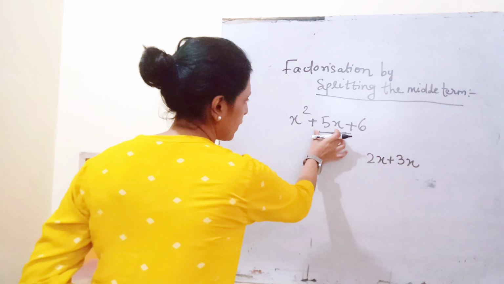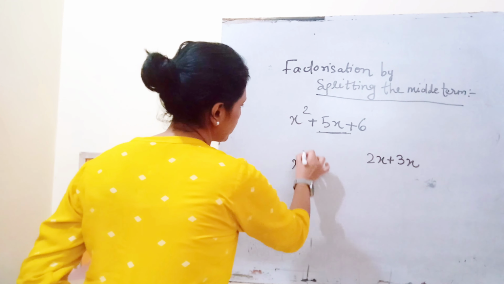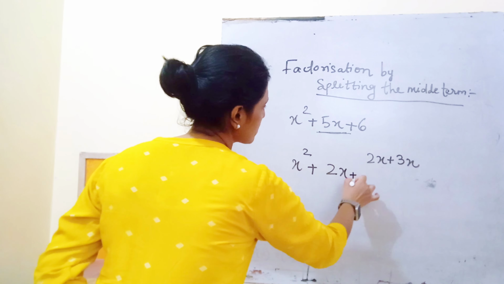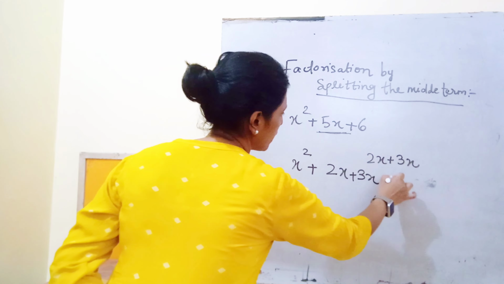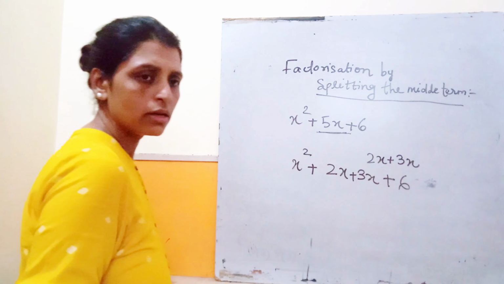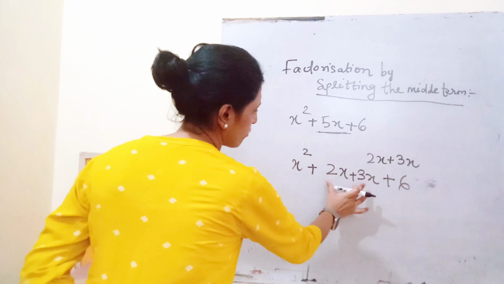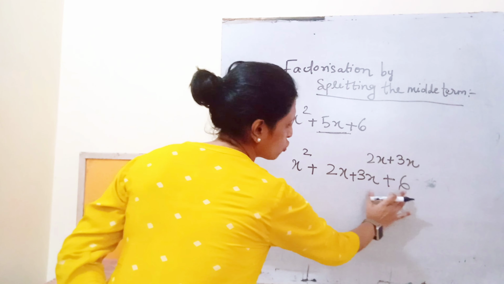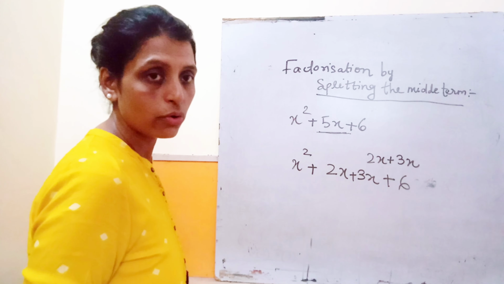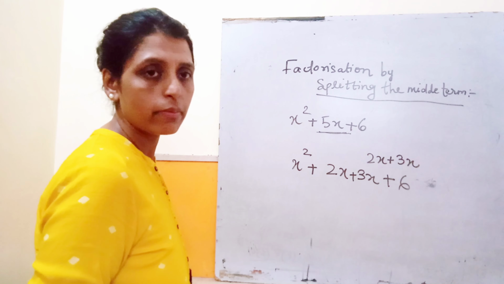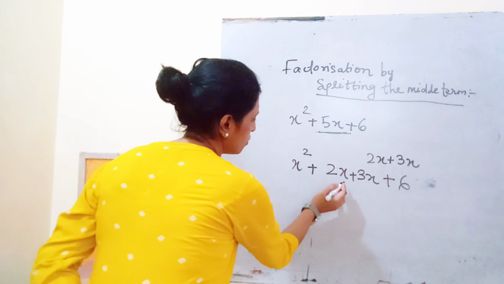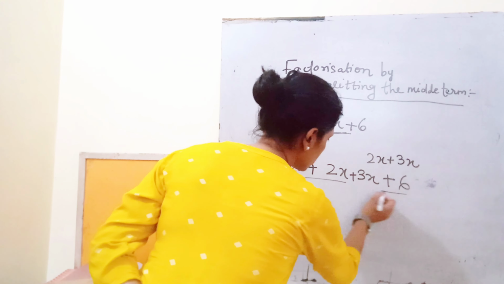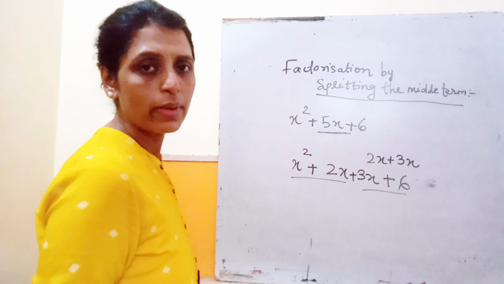So now in place of this 5x we can write x square plus 2x plus 3x plus 6. In place of 5x I have written 2x plus 3x. Now we have a total of 4 terms, and we can pair them up. These two terms make one pair and these two terms make another pair.